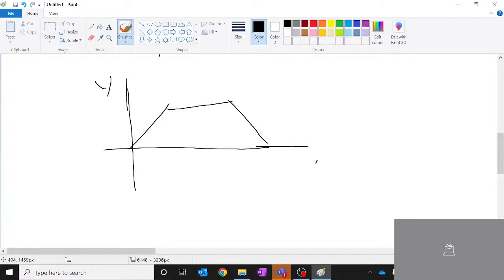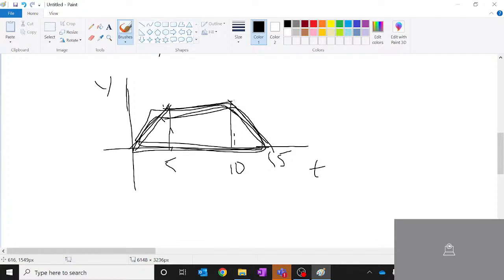if this is v and t, 15. The area under this graph, this area, is nothing but your displacement. And remember, it's only for the vt graph, not all of the graphs, only for the vt graph. The area under that vt gives you displacement.